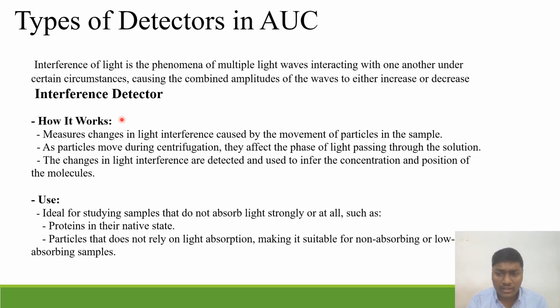Now let's see how the interference detector works. It measures the change in light interference caused by movement of particles in the sample. As the particles move during centrifugation, they affect the phase of light passing through the solution. This change in light interference is detected by this detector and used to infer the concentration and position of the molecules.